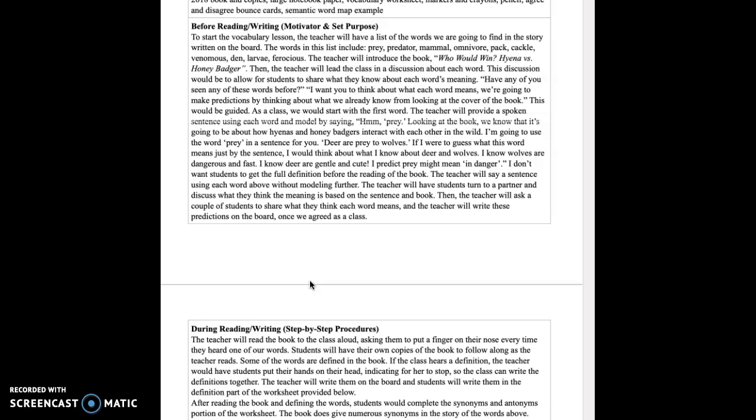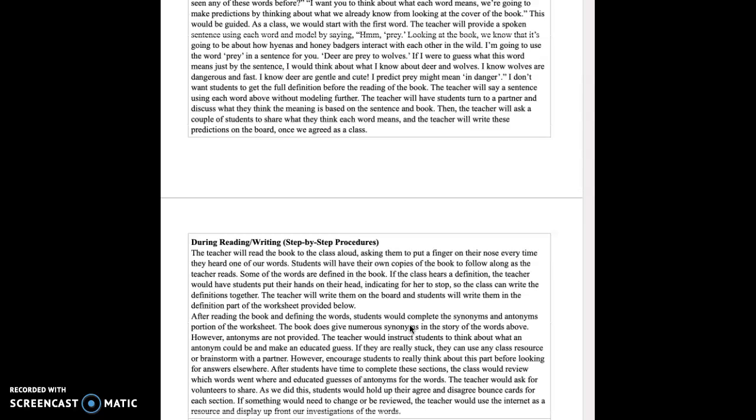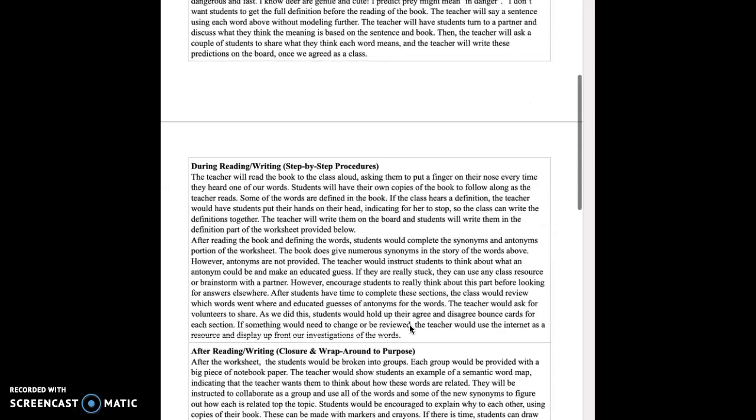So the teacher will say a sentence using each word above, but without modeling further. So I wouldn't provide my think alouds past that first sentence. The teacher will have students turn to a partner and discuss what they think the meaning is based on the sentence and the book. Then the teacher will ask a couple of students to share what they think each word means, and the teacher will write these predictions on the board once we agreed as a class.